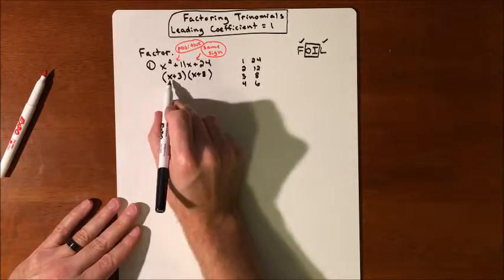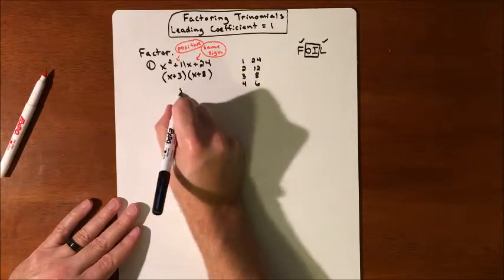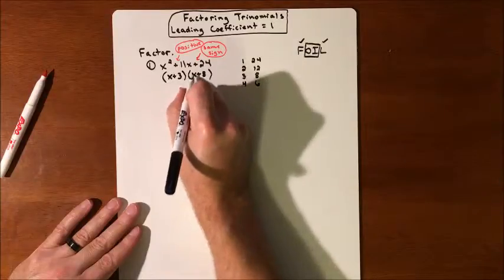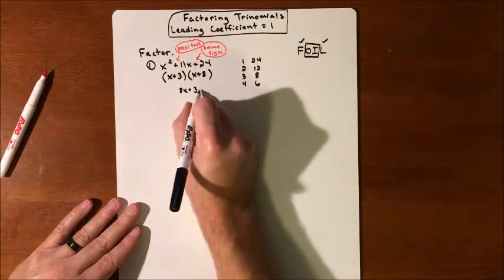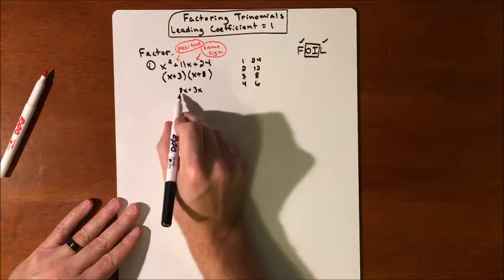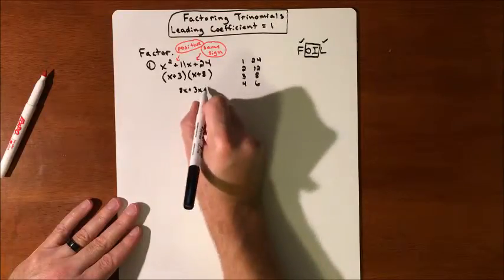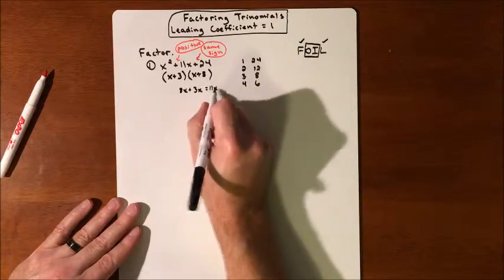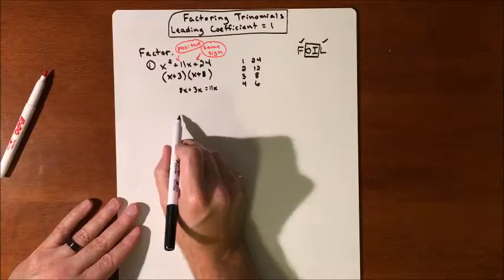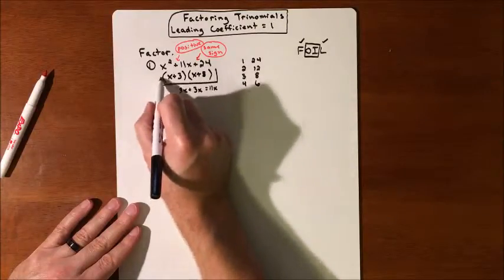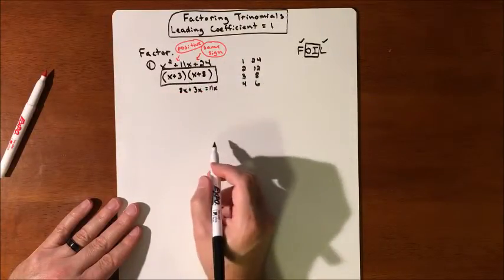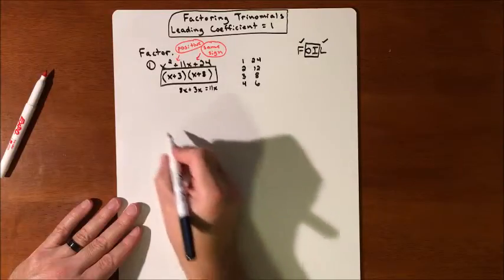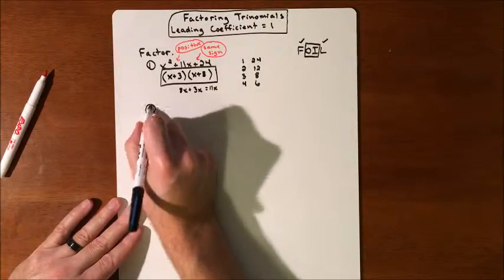If you multiply the outsides together, that makes 8x. If you multiply the insides together, that makes a positive 3x, and a positive 8x and a positive 3x makes a positive 11x, which is exactly what we need. So those end up being the factors of this expression. So let's do another one.